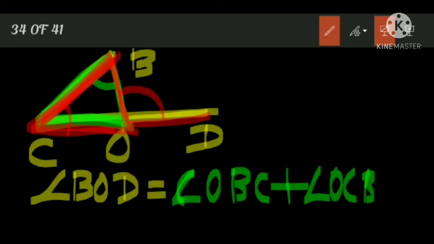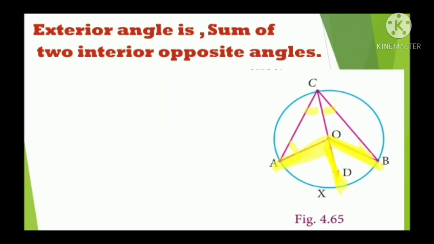If we add these two angles, what do we get? We get this exterior angle. Okay? So we have two results.